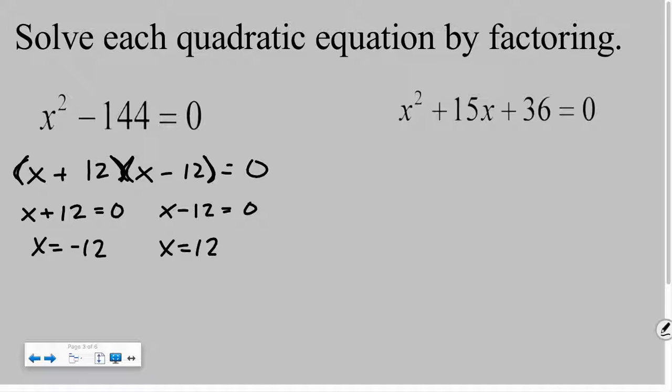Here's how you check your answer. You take your solution and plug it back into the original. So if I take negative 12 and square it, what do I get? 144, right? 144 minus 144 gives me 0. Isn't that what I wanted? And if I put positive 12 in, what's positive 12 squared? Minus 144? 0. So make sure you check your answers. You'll take the 2 solutions you get and put them back into the original equation.